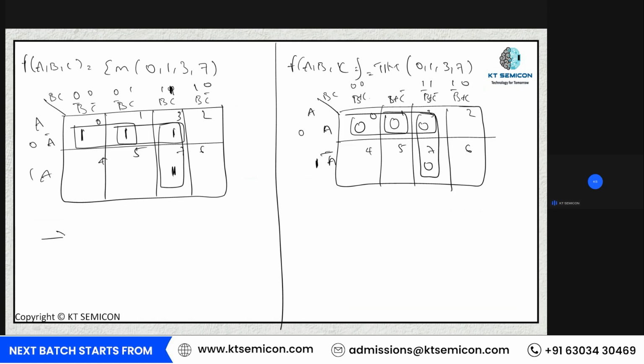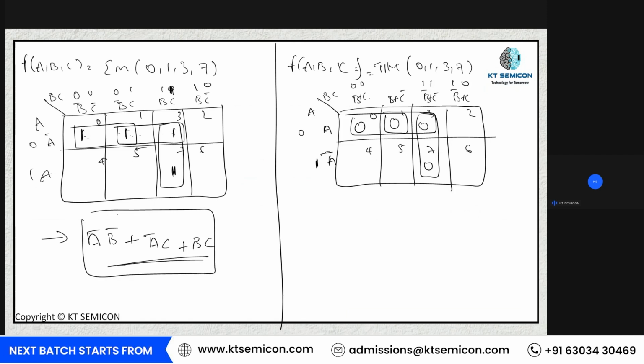Now here I am going to get: the two cells will have A bar as common and B bar as common, plus in the two cells we are going to have A bar as common and C as common, plus BC. So this is the solved expression which we are going to have when we are solving this two variable KMAP.